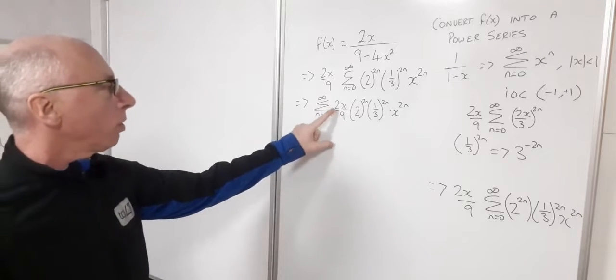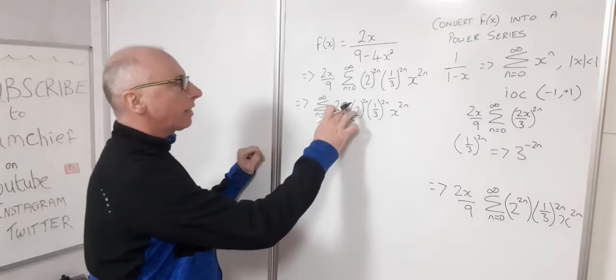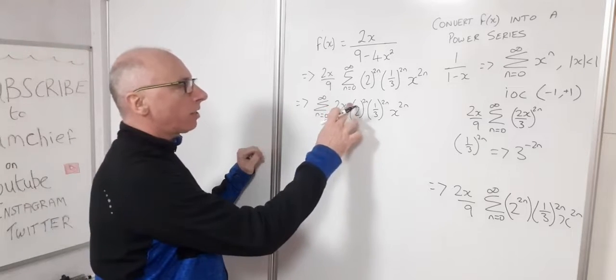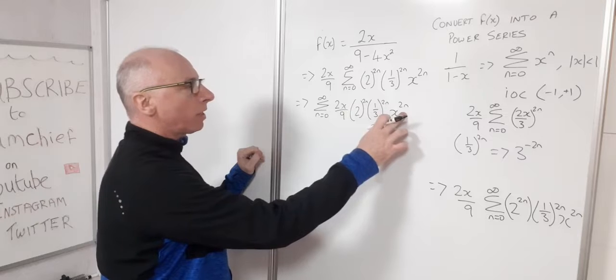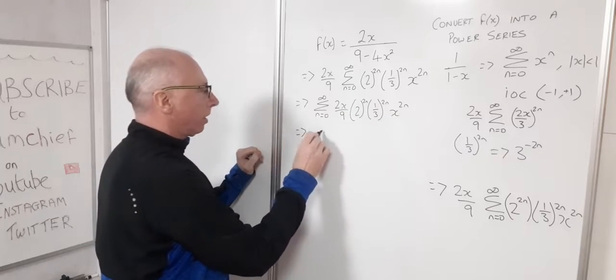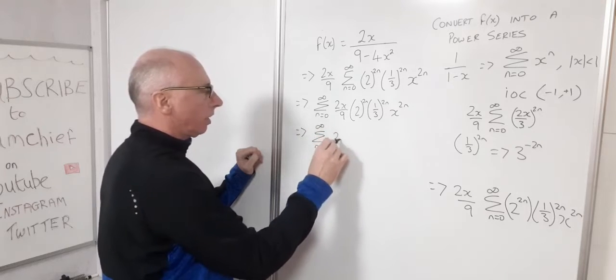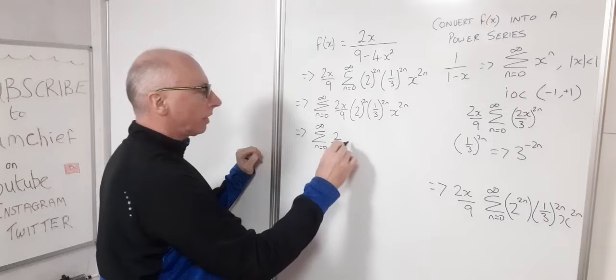Okay, so now I've got my 2x over 9 inside. Now I've gained an extra x here. So basically I can rewrite this now with this x to the 2n plus 1. So let's do that. n equals 0 to infinity, I've taken my x out of that.